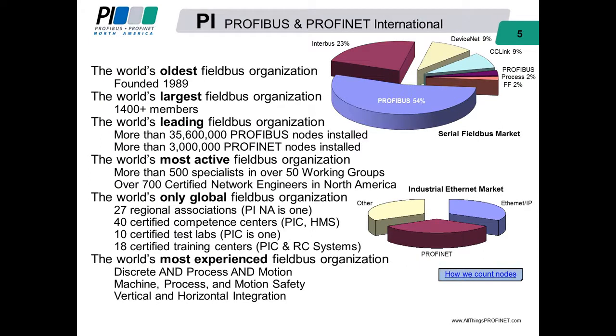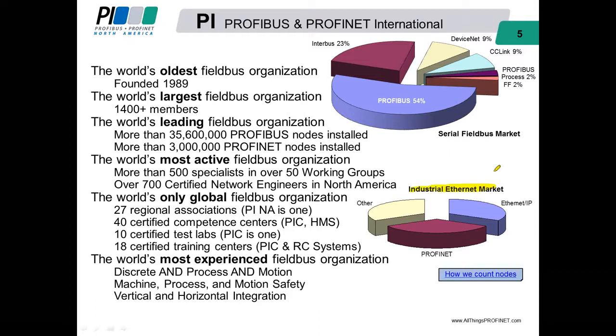The organization behind PROFIenergy is PI, for Profibus and PROFINET International. It's been around for a long time, since 1989, the largest of the field bus organizations with over 1,400 members. Largest installed base, over half of the installed base of serial field buses is Profibus. And if you look down below at the industrial Ethernet market, you'll see that it's divided roughly into thirds: 1/3 PROFINET, 1/3 Ethernet IP, and 1/3 other.